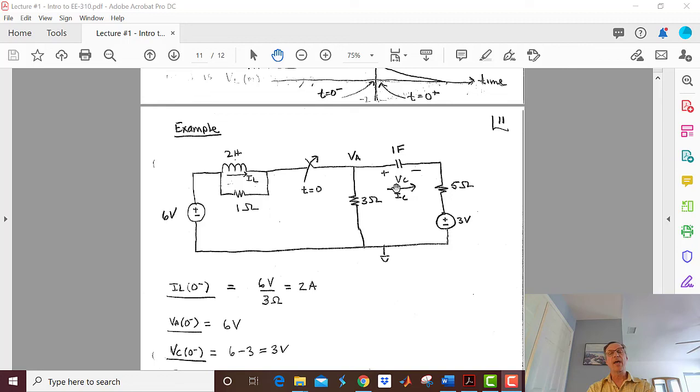So by the way I've defined the capacitor voltage, I'm going to have 0 minus, sorry, I goofed that again. I've got 3 volts here. I've got 0 volts here. 0 minus 3 means I have negative 3 volts across the capacitor. It took me a couple of times to get that one right.